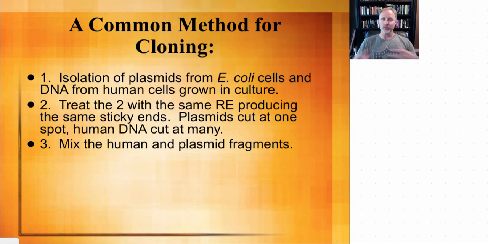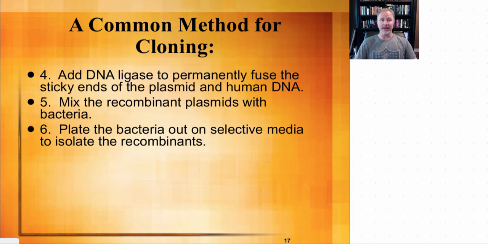Then you treat both the bacterial DNA and the eukaryotic DNA with restriction enzymes. You typically know the cut site, so you know the type of restriction enzyme that you want to use, so it's going to produce the same types of cuts throughout all of the DNA. Then you mix the human and the plasmid fragments together to get them to line up. Once you've done that, by adding DNA ligase you can form those phosphodiester bonds, linking those strands permanently together, and now you've got the gene, in this case the human DNA, fused with the bacterial DNA, and you've got what's known as a recombinant plasmid. It contains DNA from two different sources.